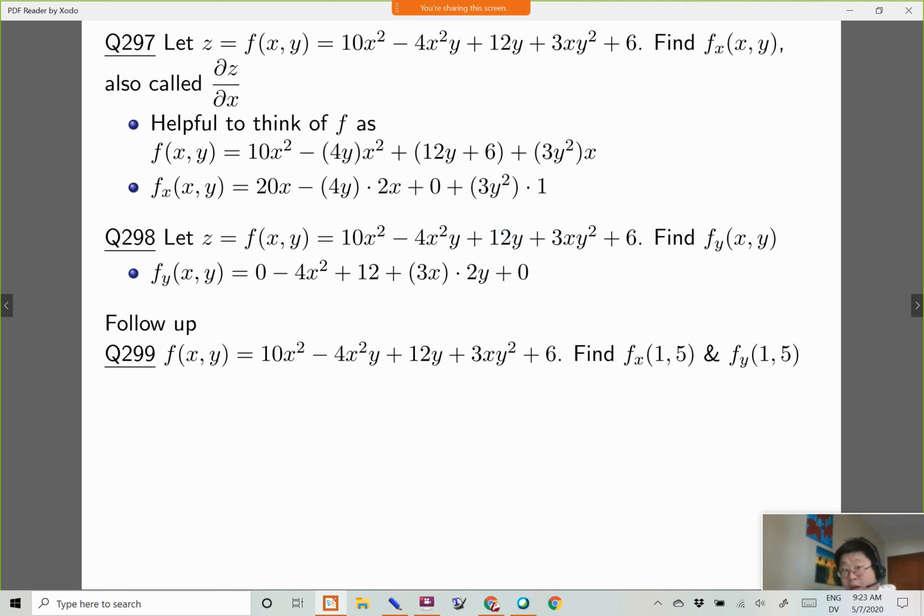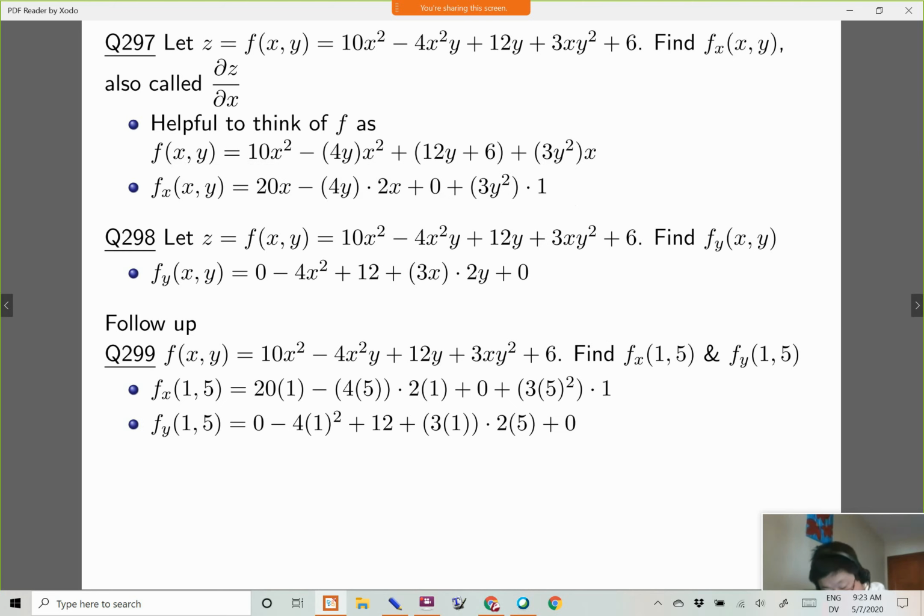And then as a follow-up, what I'd like to do is take the same function again, and find f sub x of 1, 5. So we have f sub x of xy right here. This is like the partial derivative function. Now I'd like to take the partial derivative function and plug in 1 and 5. So I just took the f sub x that we got, and then plugged in the 1 and 5. 1 for every x, 5 for every y. If you copy paste this here and replace every x with a 1 and every y with a 5, you get something that looks like this.